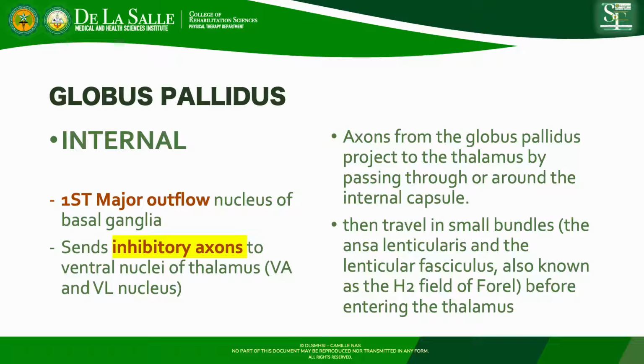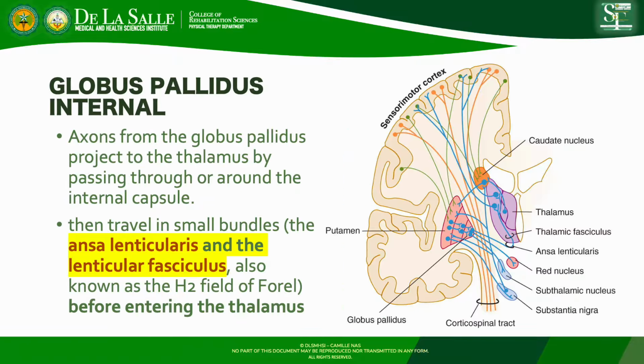After that, it travels in small bundles, specifically named the ansa lenticularis and the lenticular fasciculus, also known as the H2 field of Forel, before entering the thalamus. Again, the axons of the globus pallidus internal that project to the thalamus will form this pathway, a bundle of fibers called the ansa lenticularis and the lenticular fasciculus. We have a picture later to show you that structure.